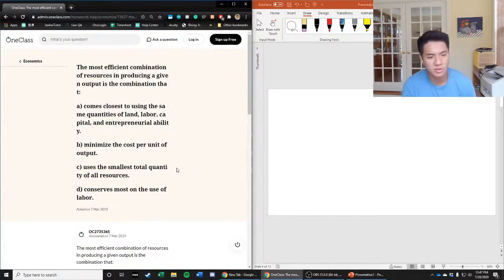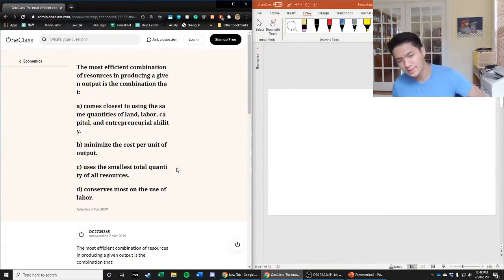C says use the smallest total quantity of all resources. And this is inherently inefficient, right? If you use a very small quantity of resources, that means you're leaving some of your resources unused. And that would be, under most definitions, inefficient, because you could incorporate those resources in a certain way so that you could increase your production overall. And so we would not define efficiency by using the smallest total amount of resources.